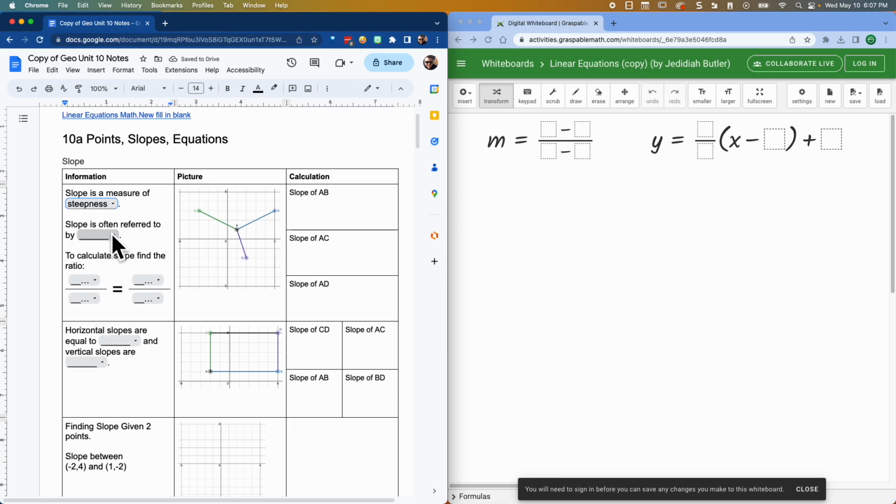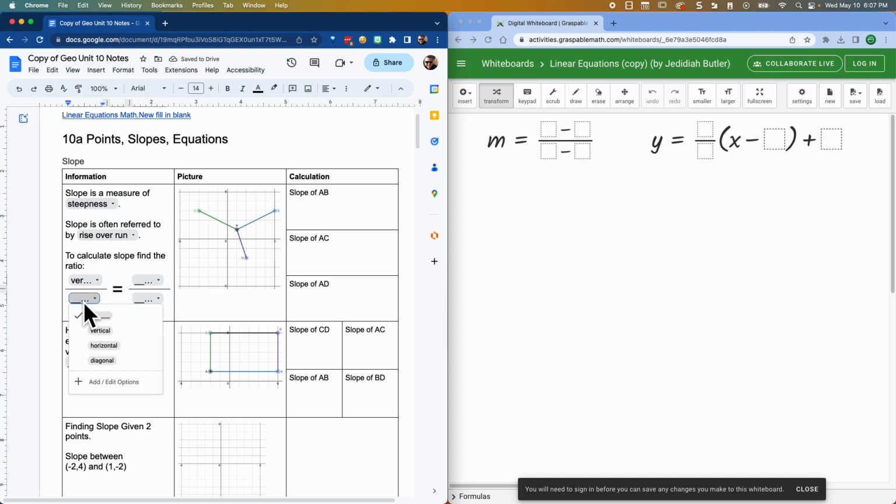Slope is often referred to as the phrase rise over run, and that's just to help us remember in the ratio what part is going to go in the numerator of the fraction and what part is going to go in the denominator. So another way to look at that is that we're going to have a vertical up and down over a horizontal.